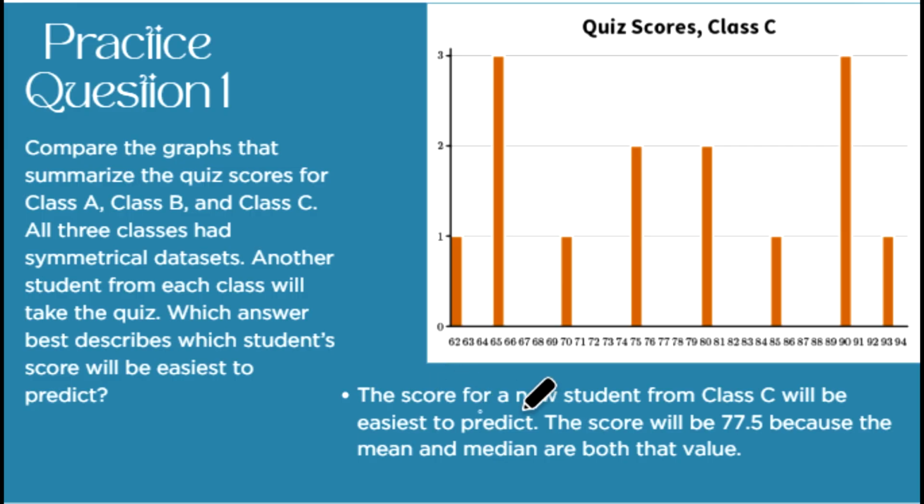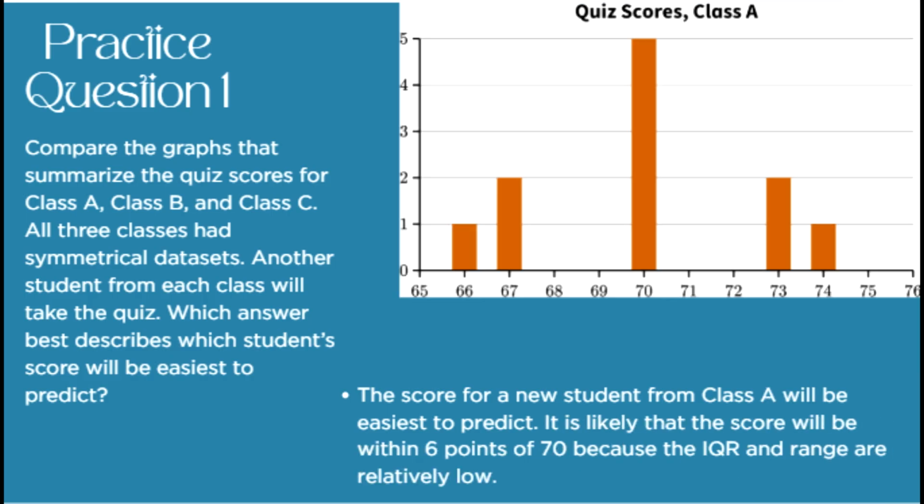But it says this is going to be the easiest to predict because the score will be 77.5, which they say is going to be right about here. Now, I'm not entirely sure why they think we can predict what this student's score is going to be, because there's really no predicting. I mean, we have this whole range that it could reasonably be if they were in that class. So I guess this one is a possibility. Let's go to the next one and see if we can eliminate it.